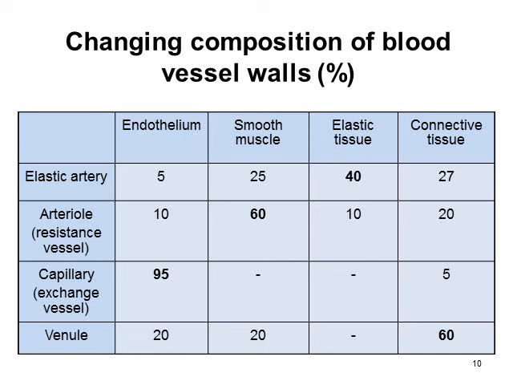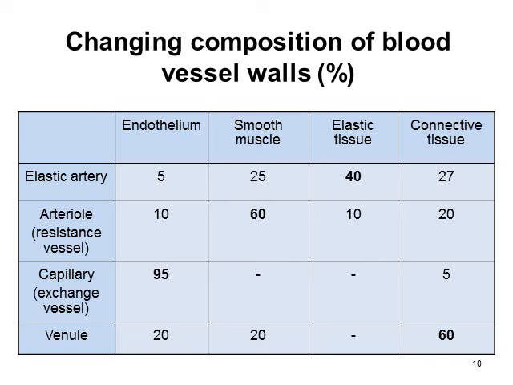The arterioles, resistance vessels, 60% of their wall is composed of smooth muscle. Only 10% is endothelium or elastic tissue, and the remaining 20% is connective tissue. The capillaries, which are also sometimes known as exchange vessels, 95% of their cellular wall composition is endothelium. There's a small amount of connective tissue, only 5%, which allows it to hold the cells together. There is no smooth muscle or elastic tissue in the capillaries.